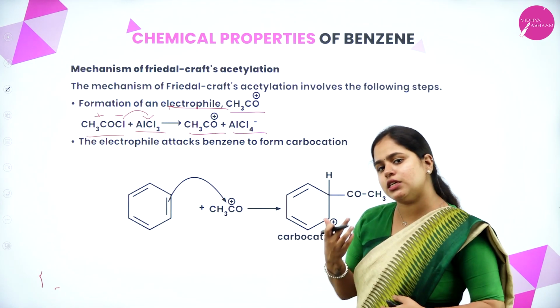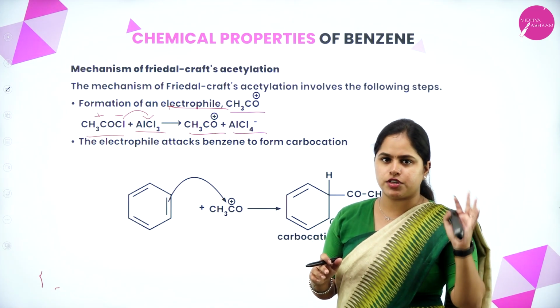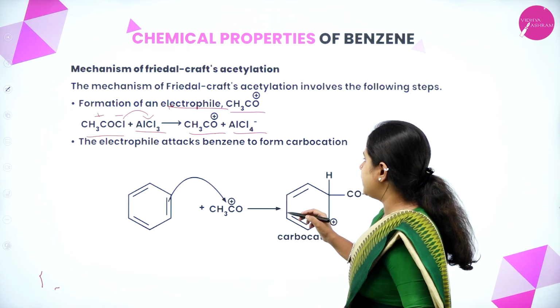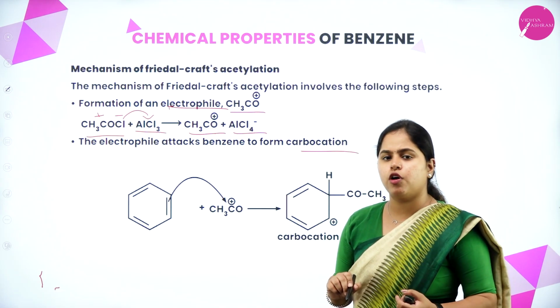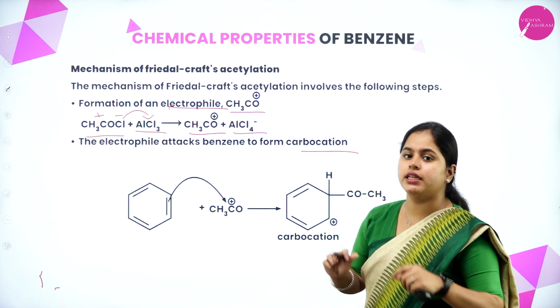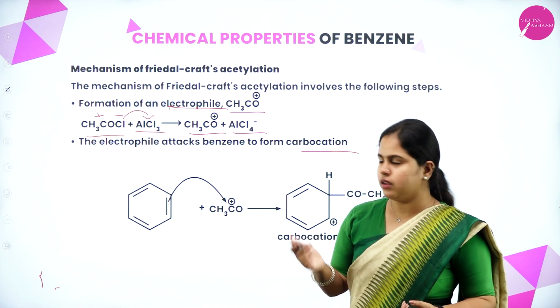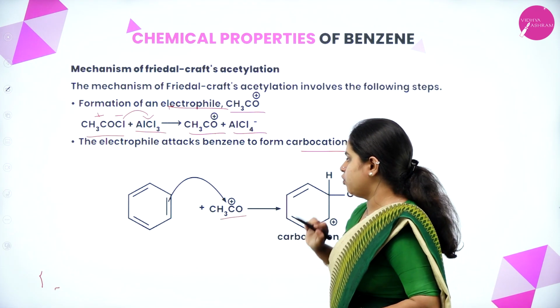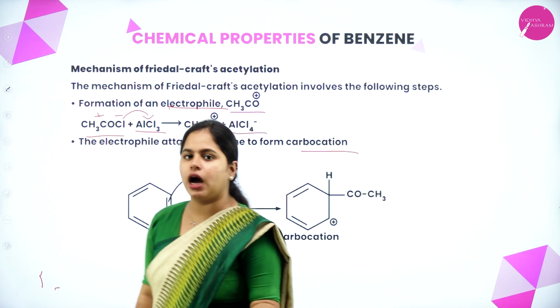Now the second step is what we have already studied in the mechanism of all the reactions in the last session. The electrophile attacks benzene to form a carbocation. So the first step was formation of the electrophile, which is formed. Now this electrophile will attack the benzene, and what will it form? It will form a carbocation.